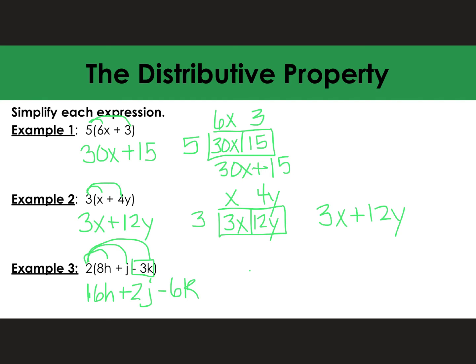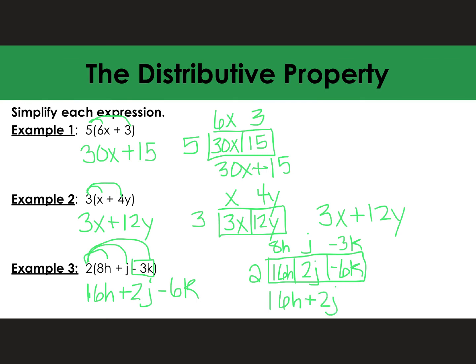This is where that box method becomes helpful. Here we're going to have 3 boxes because we have 3 terms. We learned about terms the other day. So we have 8h, j, and then that negative 3k. So this would be 16h, 2j, and negative 6k. I bring those down just the way they are: 16h, the 2j is positive, and the 6k is negative, so it would be minus 6k.